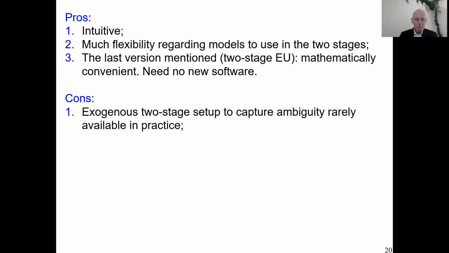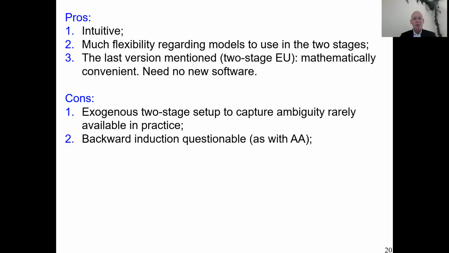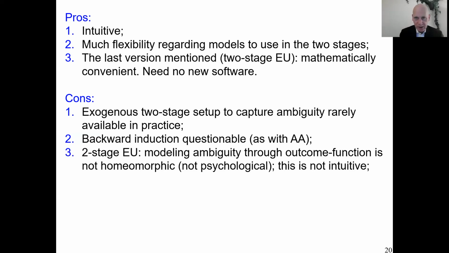I wrote it here. The second drawback is that this backward induction assumption is questionable. In the Anscombe-Aumann framework I already discussed, I said for non-expected utility it is very problematic. That holds the same here in this context. The third objection is for this two-stage expected utility model. Then you are only using functions that operate on the outcomes, probabilities you don't do anything with, or events. And that is this homeomorphic principle that you want your model to capture psychological processes, not all going on here. Ambiguity, uncertainty is more about events, how you feel about events, not outcomes.